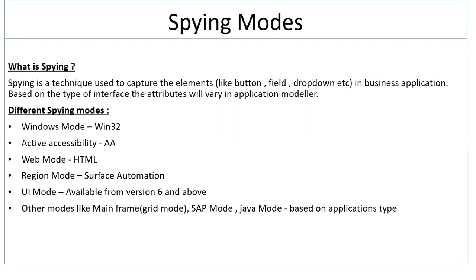Anyway, don't think much on it. Even if you're not able to understand, we are going to see in detail about the application modeler and different types of modes which we have discussed here, so that you will have a better understanding of what a spying mode is and how it is being called or used in the business object.